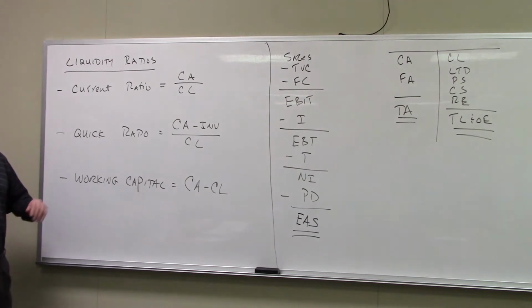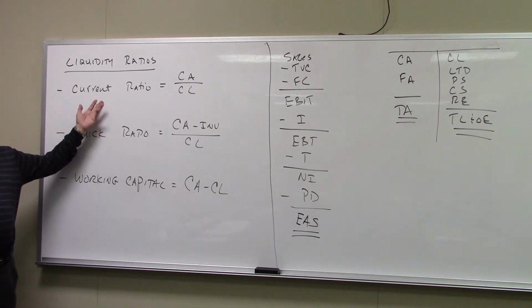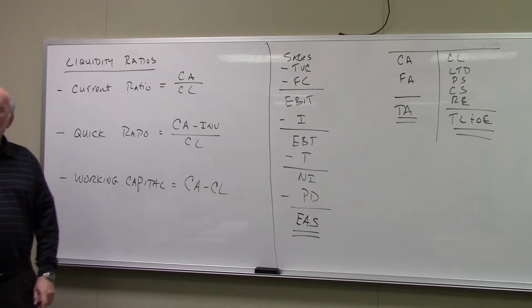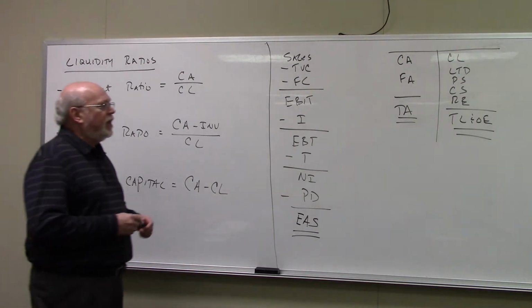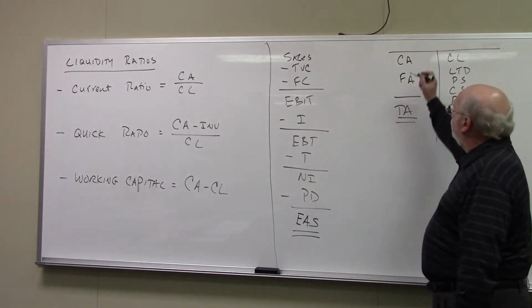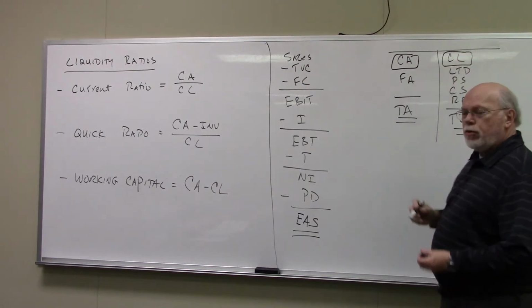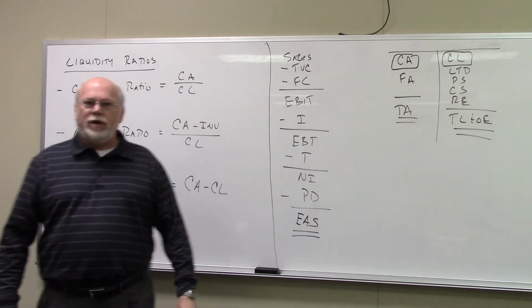Now, liquidity ratios. Again, they measure the firm's ability to meet its short-term indebtedness. Probably one of the best known liquidity ratios is called the current ratio. And the current ratio is defined as the current assets divided by current liabilities. So on the balance sheet, we're talking about this number right here divided by this number right here.